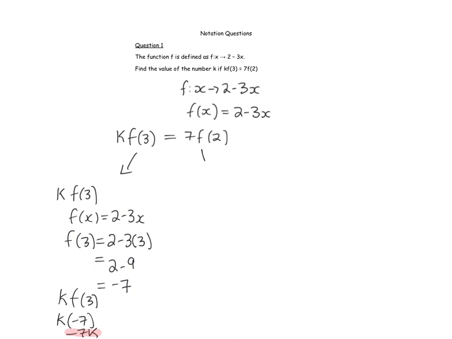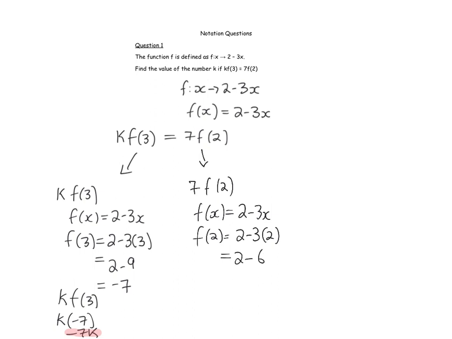On the right hand side we have 7 f of 2. Again, we know f of x is equal to 2 minus 3x, so f of 2 is equal to 2 minus 3 times 2, which is 2 minus 6, which is equal to minus 4. So then 7 f of 2 is 7 times minus 4, which is going to give us an answer of minus 28. Again, I'm just going to highlight this.